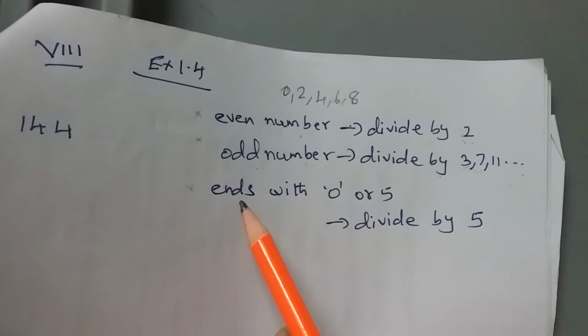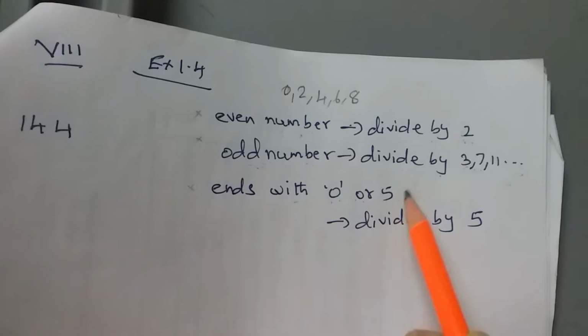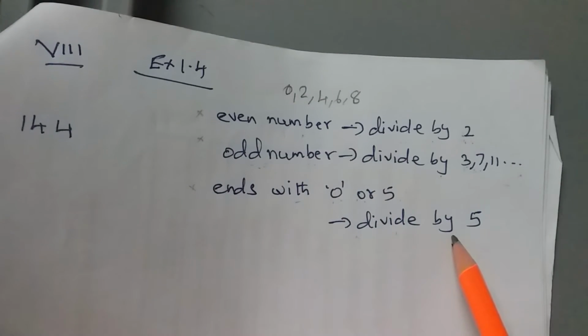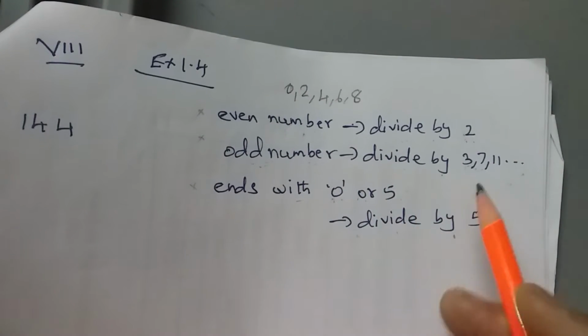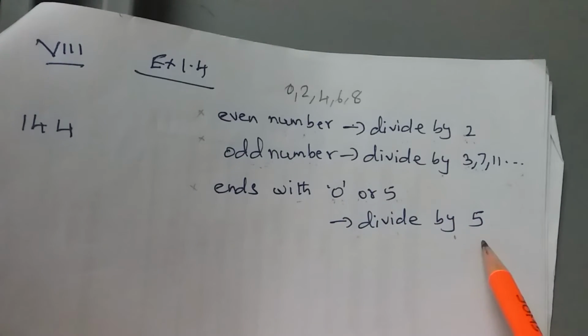And the third point is if the number ends with 0 or 5. If the given number is ending with 0 or 5, then we divide by 5 because we know the divisibility rule for 5. Numbers ending with 0 or 5 are divisible by 5.